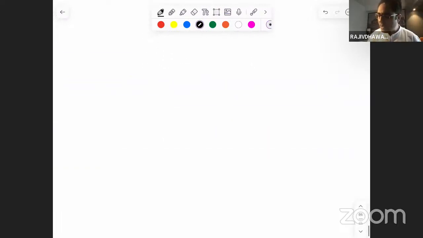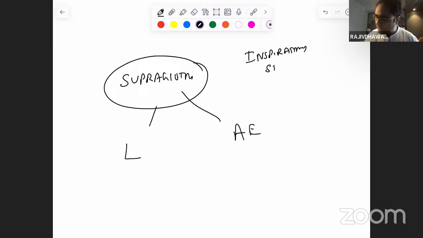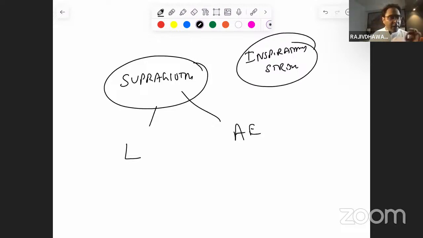Now, croup is biphasic stridor. In which two diseases do you have to mark inspiratory stridor, the supraglottic diseases? Number one is laryngomalacia. Number two, acute epiglottitis. In these two conditions, you have to mark inspiratory stridor.